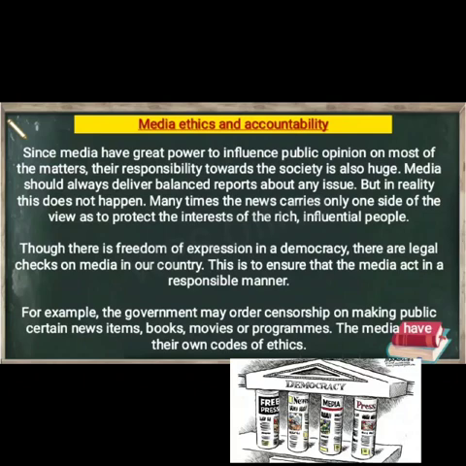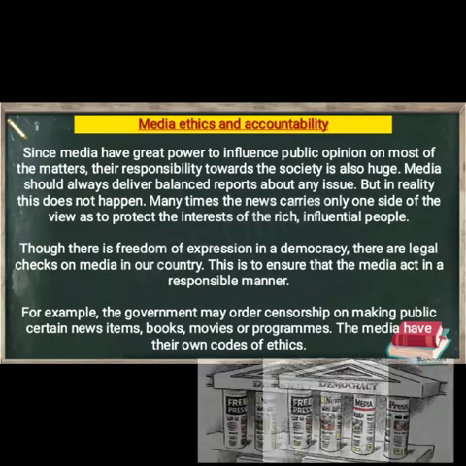Students, though there is freedom of expression in a democracy, there are legal checks on media in our country. This is to ensure that the media act in a responsible manner. For example, the government may order censorship on making public certain news items, books, movies or programs. The media have their own codes of ethics.